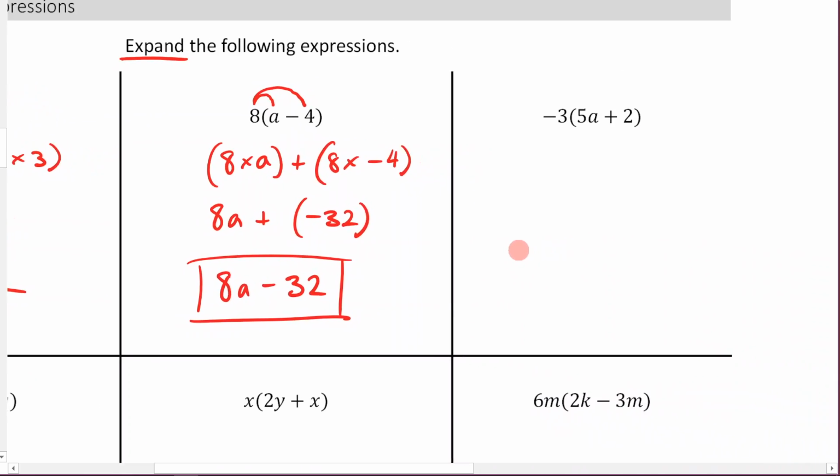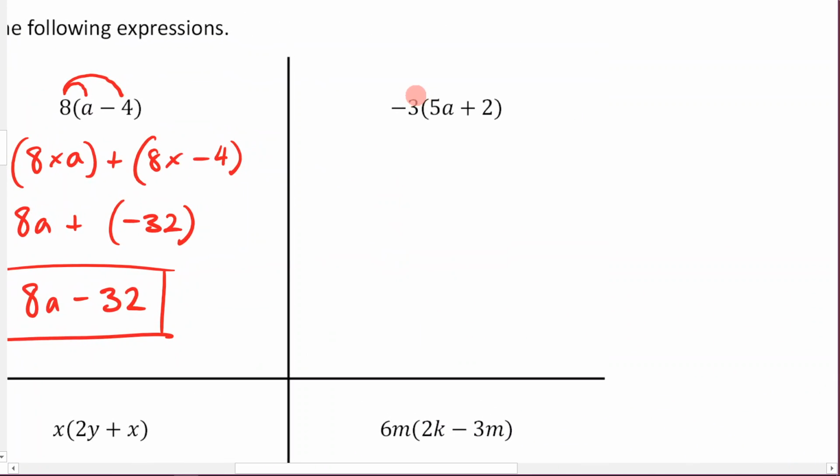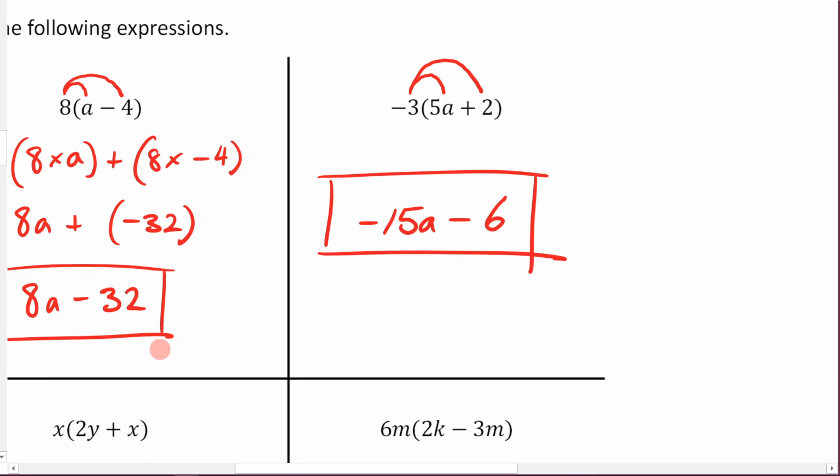Okay, let's go again, but this time I want to do it a little bit quicker. This time I just want you to do it in your head. I want you to go negative 3 times 5a. Well, that's going to be negative 15a. Then I want you to go negative 3 times 2. Well, that's going to be negative 6. And that's your answer. Let's go and do another one.